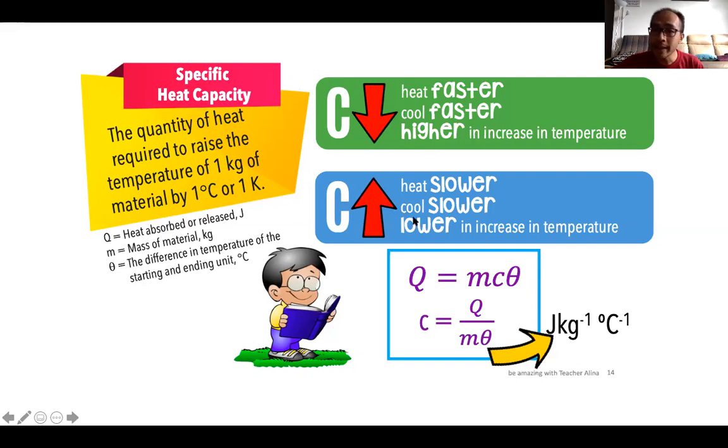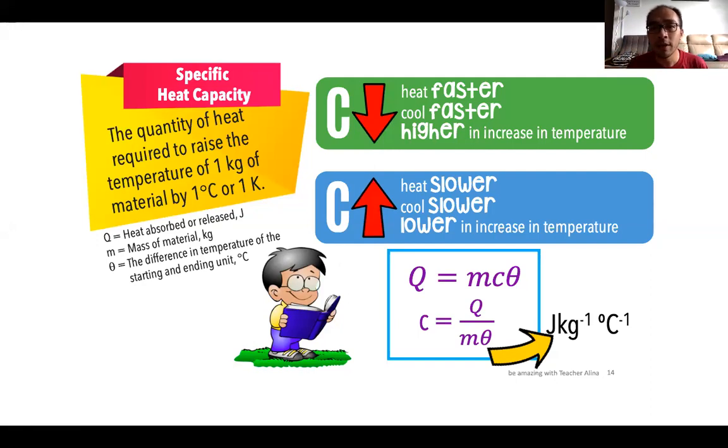So when we understand this, then we know why, let's say, a cooking pot, usually the handle, we must use a material with a high C, because we don't want the material to become hot faster. But the body of the kuali, we want it to be something that has a low specific heat capacity, because we want it to heat up faster. Otherwise we keep supplying fire to it and nothing happens.